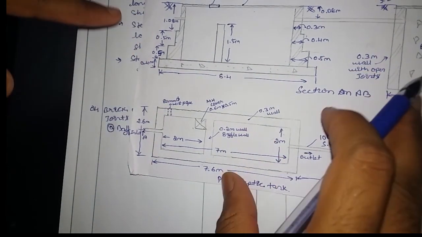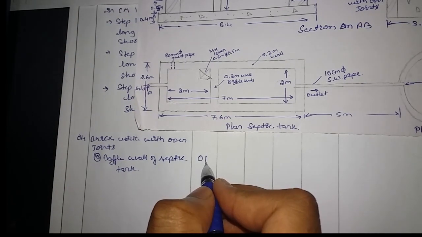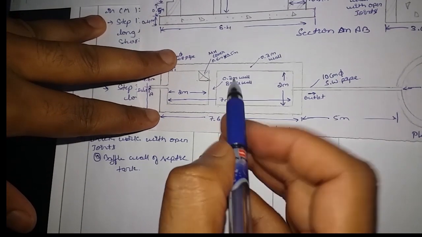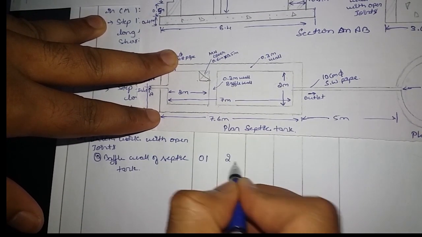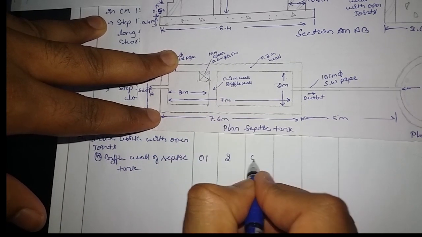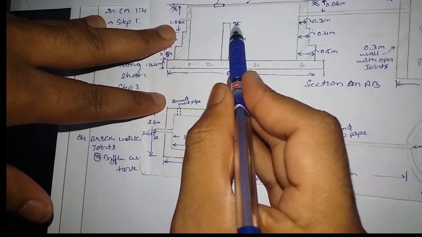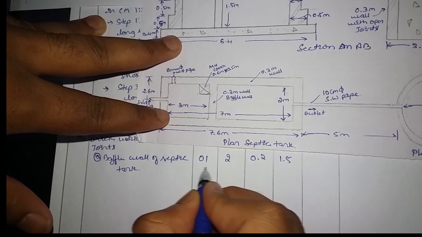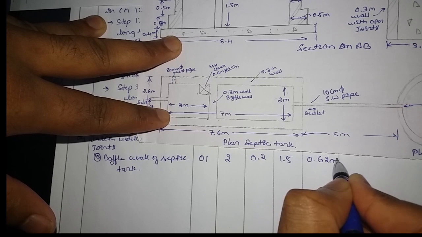Now I will start finding out the buffet wall. Number of buffet wall is only one. Now what is its length? See, this is the length of the buffet wall. How much is it? 2 meters, so I'm taking it directly as 2 meter. Now what is breadth? This distance is your breadth. It is directly given in the question, 0.2. Now we require the depth of the buffet wall. Now see the section. This is the depth of the buffet wall, 1.5 meter. If I multiply all these, you will get 0.62 meter cube, right?